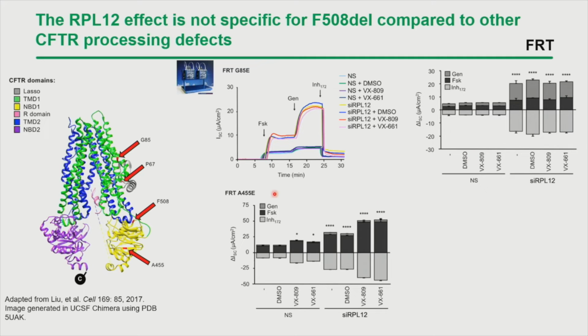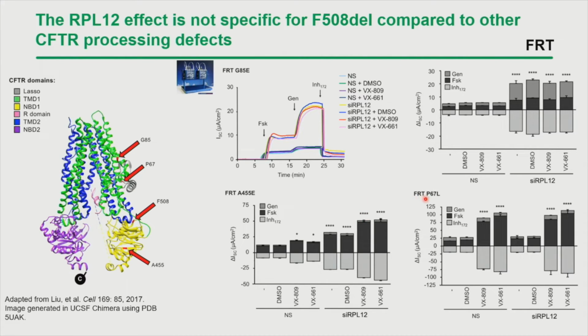We also evaluated A455E, which is a class 5 variant, and we did find that knockdown of RPL12 did significantly enhance A455E activity, higher than what we have observed with the correctors, and the combination of these two interventions was additive. However, for P67L, which has both a conductance and a processing defect, we did not observe any beneficial effects of RPL12 suppression. So that was either alone or in combination with the correctors, where you can see just correctors alone give really robust rescue of P67L, but there was no further benefit from the RPL12 knockdown.